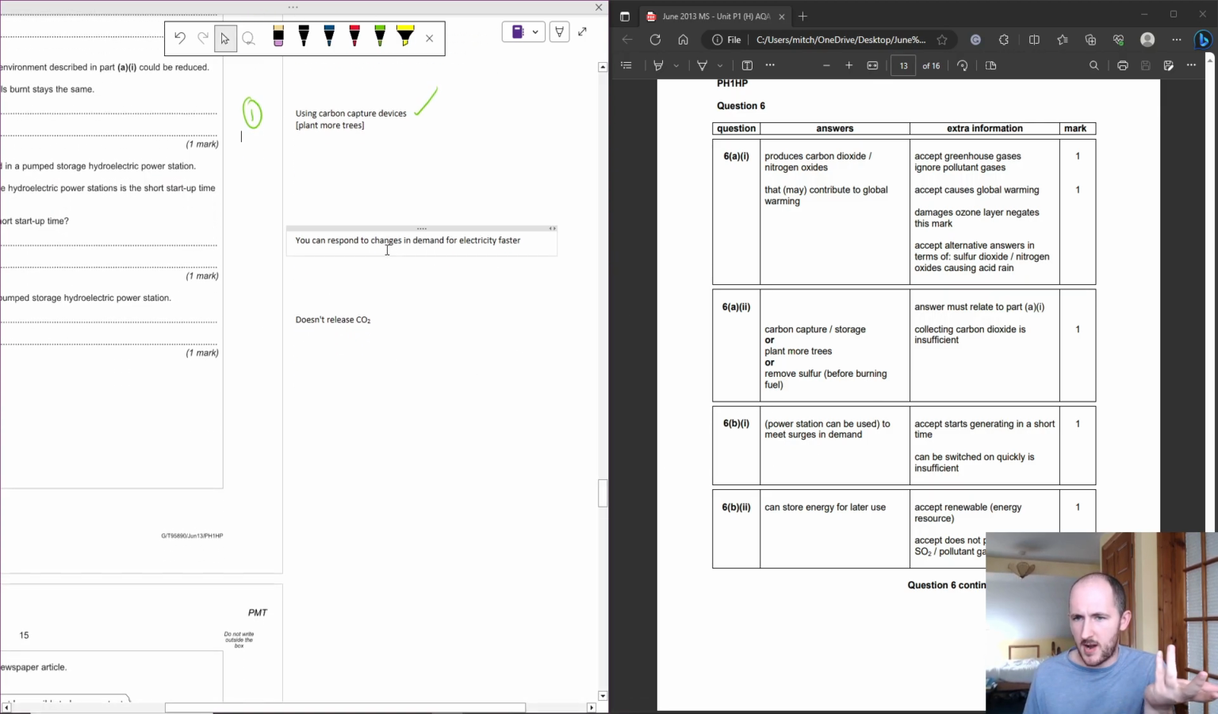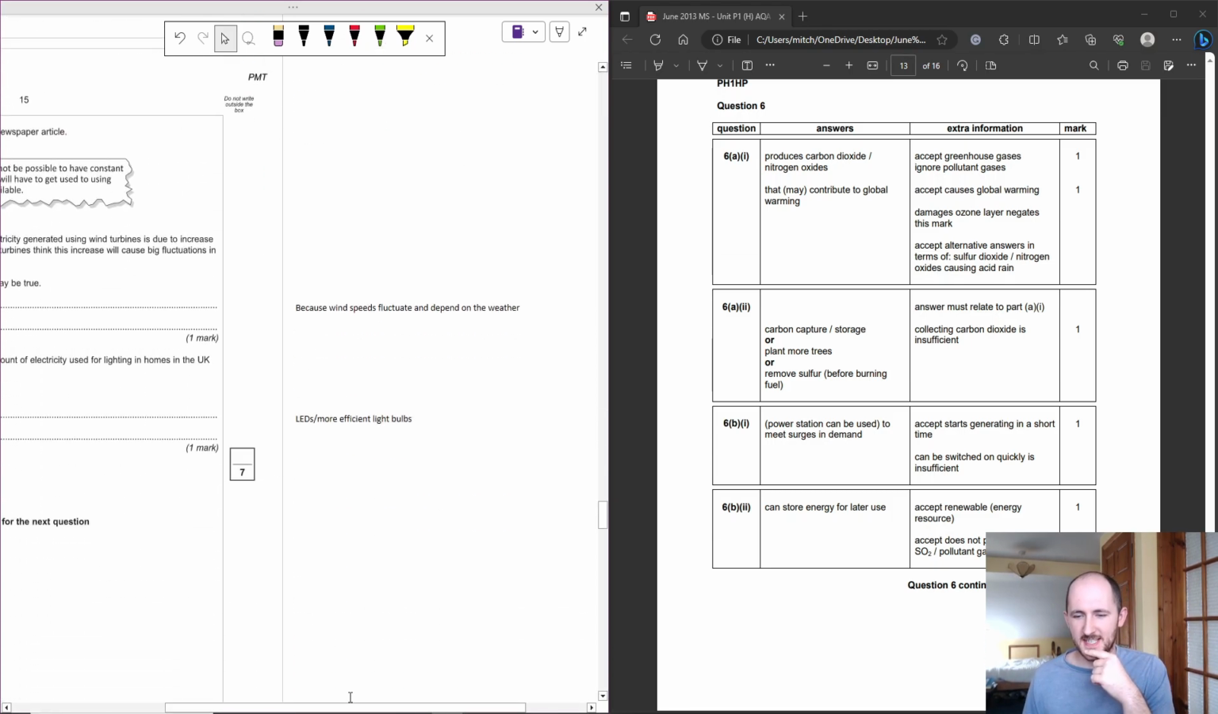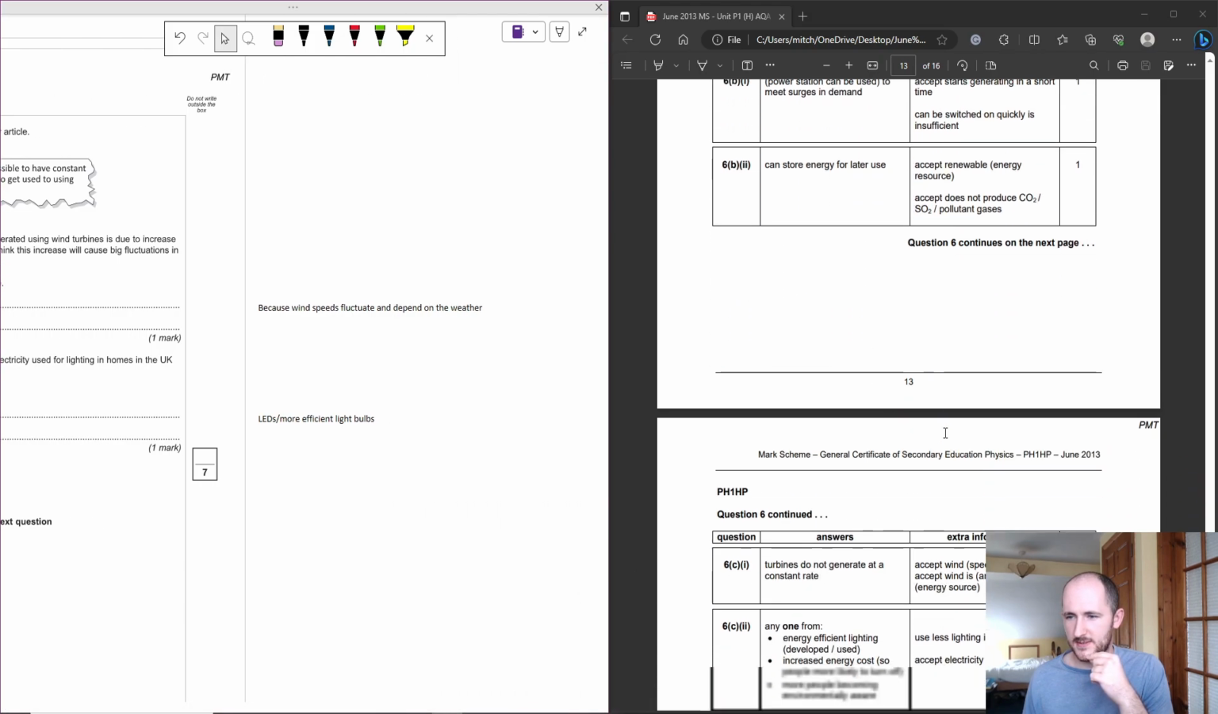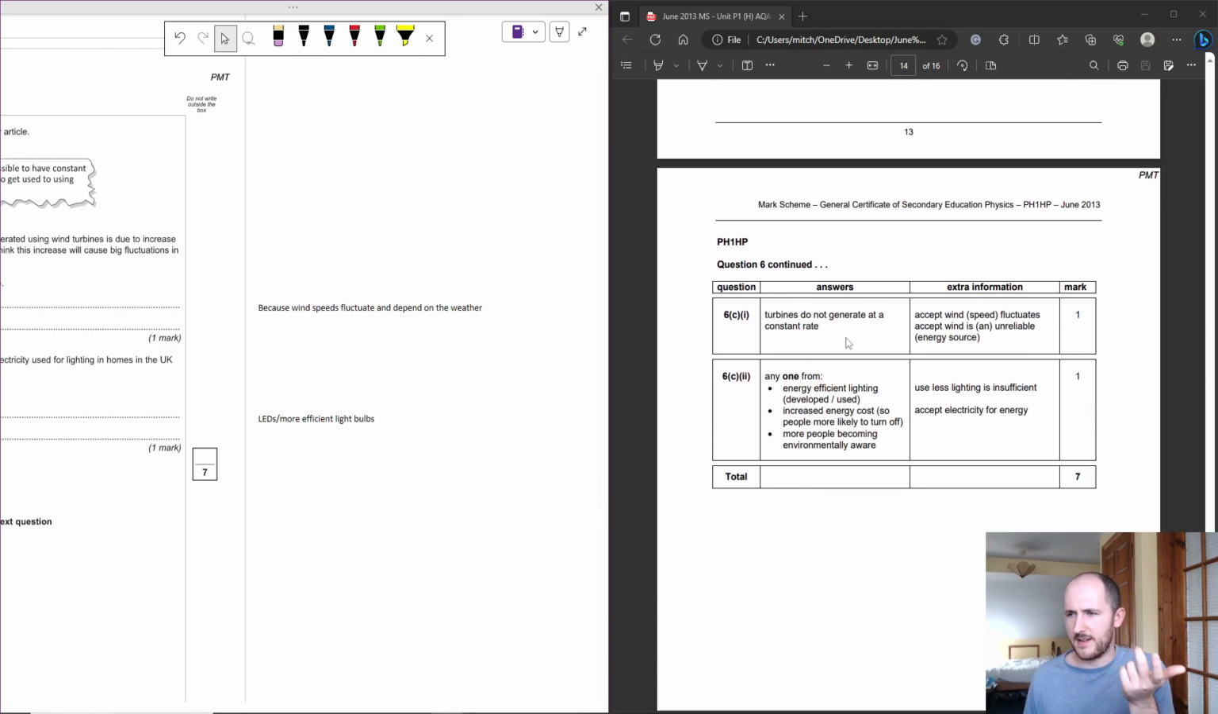To meet surges in demand, changes in demand faster. Doesn't release CO2. I wrote does not produce CO2, that's what I meant. Okay, so some other nonsense about this. Do not generate at a constant rate. Wind speed fluctuates. There we go. LEDs. Where's LEDs? Energy efficient. More efficient light bulbs, I also did right. Okay, cool.